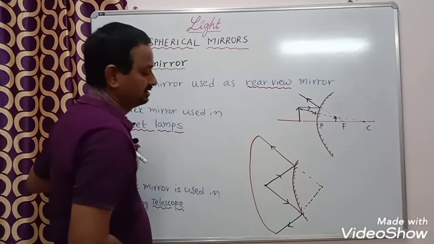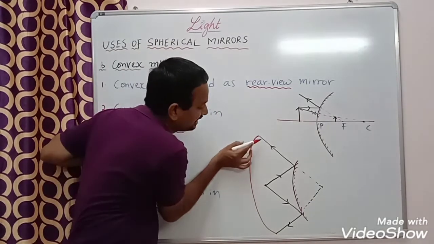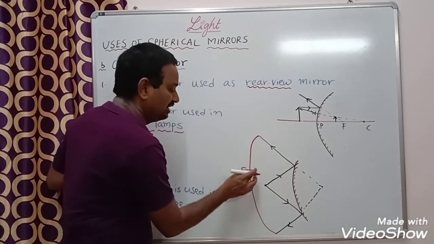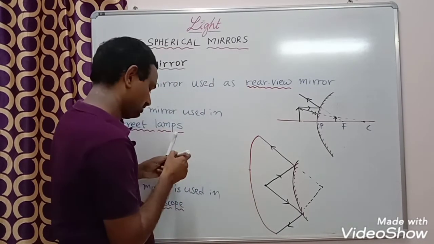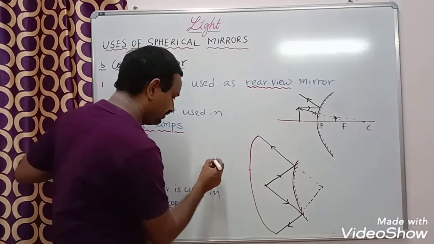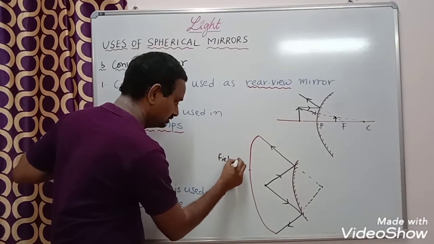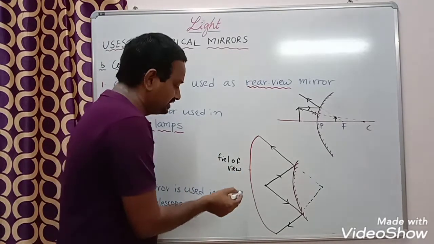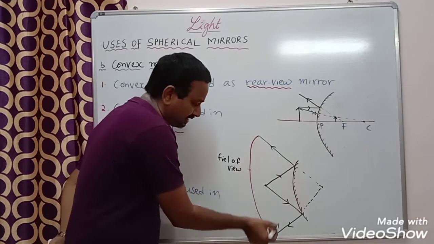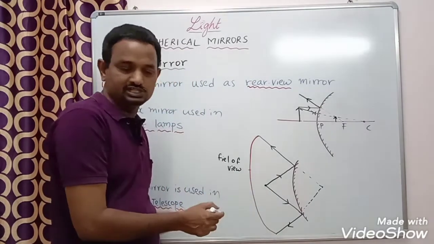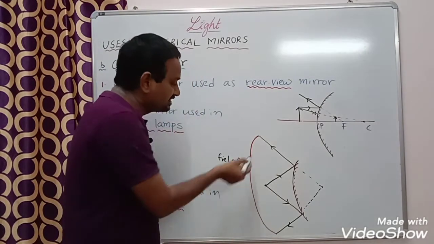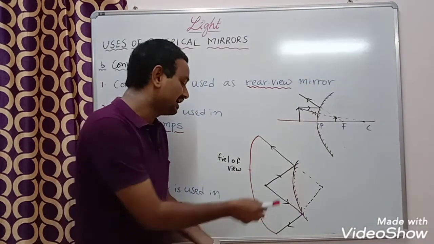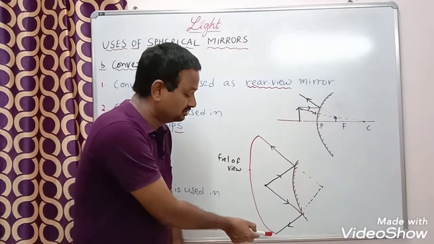So the region between the extended reflected rays is called the field of view. What is field of view? The region between extended reflected rays. So a convex mirror has a larger field of view.